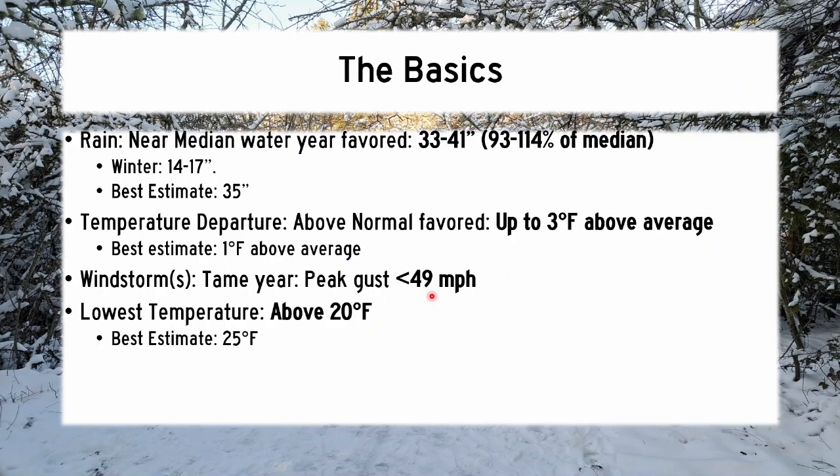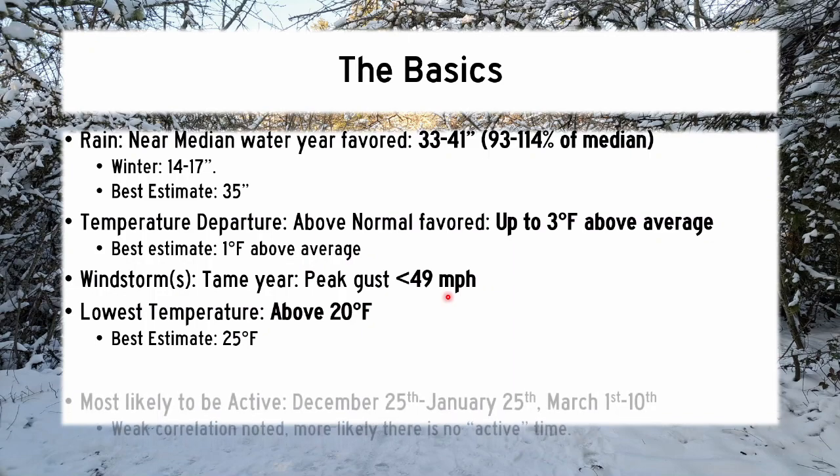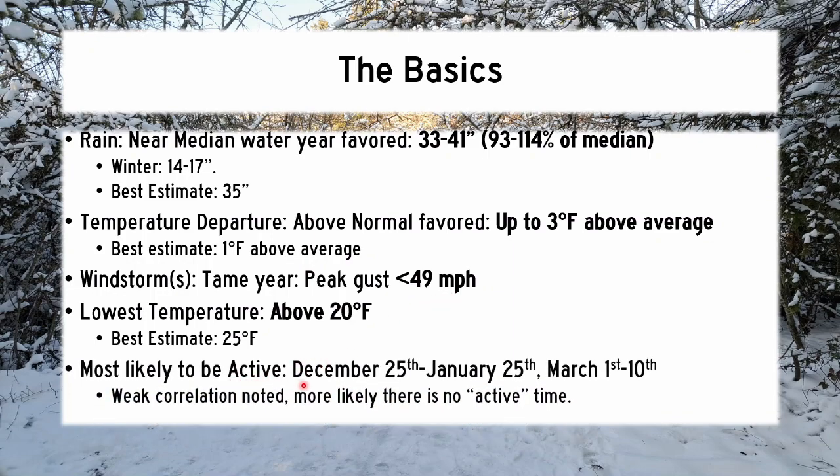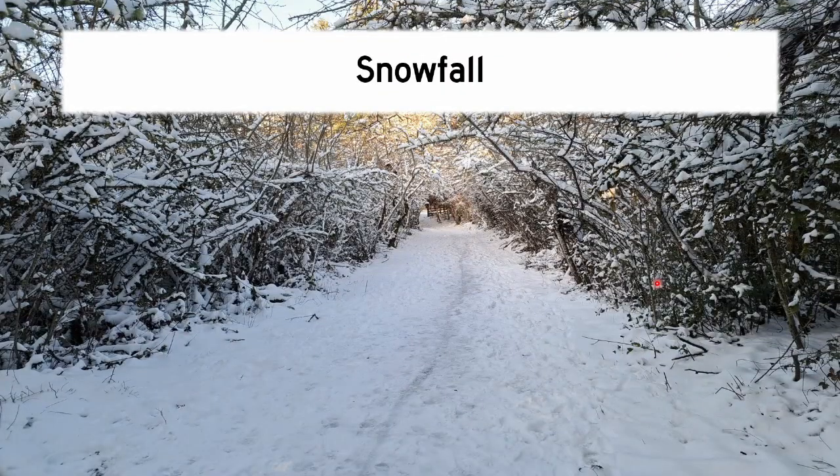Also, another thing to note with windstorms, with my change in analog years compared to October, that also reduced the amount of years that actually had any significant windstorms in general. Most likely to be active December 25th through January 25th, and also March 1st through March 10th was a secondary peak. Both of these were pretty weak correlations. I actually think it's more likely that there's no active time, but this is where it is most likely to be active, so I am putting these in here just in case.